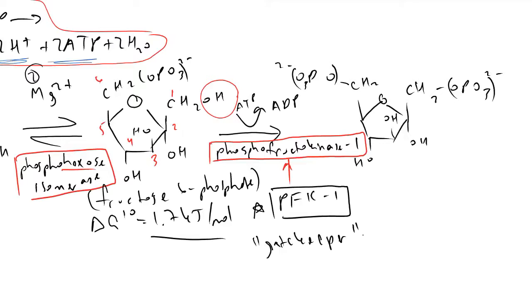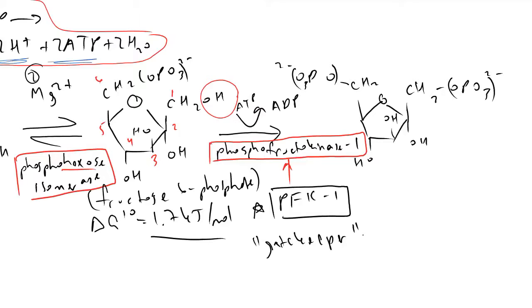The reason it's called the gatekeeper is because it acts like a throttle on glycolysis and the catabolism of glucose. And the reason it's so important is because PFK1 is an enzyme that is very receptive to levels of ATP in your cells. If your cell has a lot of ATP present, running glycolysis isn't going to be necessary.